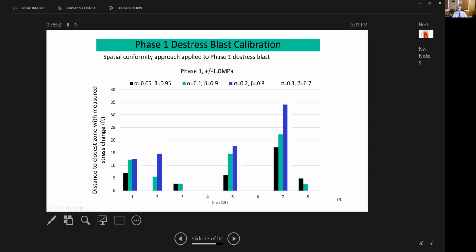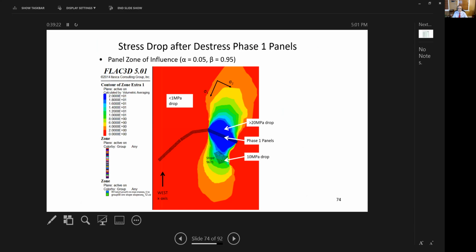A different way of putting this distress blast calibration or modeling calibration is the height of the black bars here, the shortest being the best, because that's the length, the distance between the stress shell and the stress cell itself. So the shortest being the best, which is a 0.05 for alpha and 0.95 for beta.